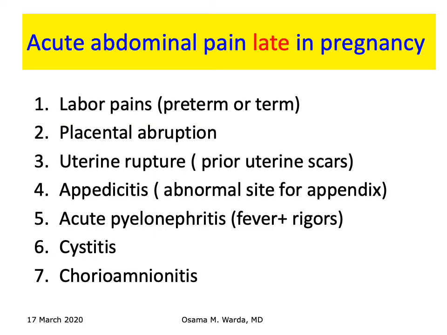Acute abdominal pain in late pregnancy may be due to labor pains, if preterm or term, placental abruption, especially if concealed, uterine rupture due to previous scars, appendicitis. The site of the appendix is higher up than in non-pregnant women, and its size differs according to the gestational age. Acute pyelonephritis with fevers and rigors and with characteristic loin pain radiating to the pubic region, cystitis and chorioamnionitis.